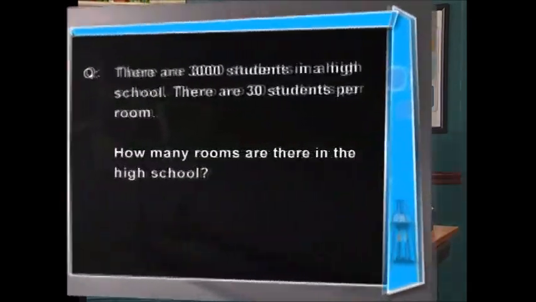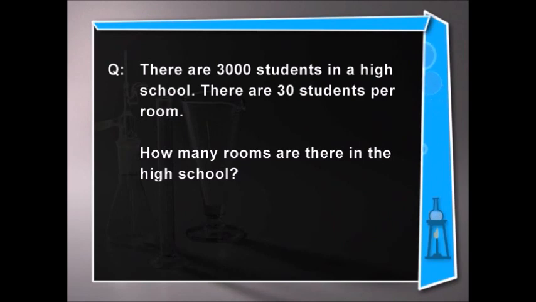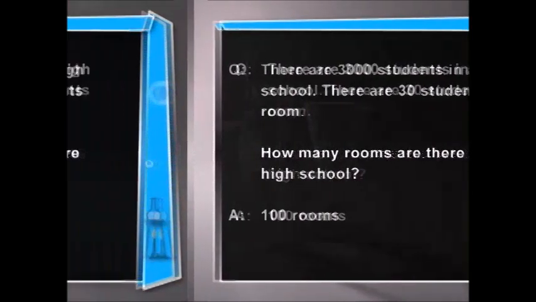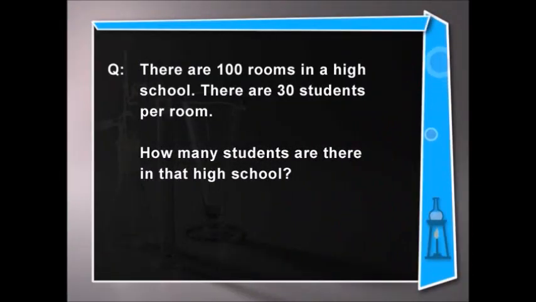There are basically only three kinds of problems. You've already done one. 3,000 students in a high school, 30 students per room. How many rooms? 100. Let's try this problem. There are 100 rooms in a high school. There are 30 students per room. How many students are there in that high school?